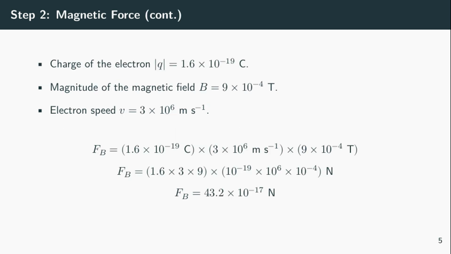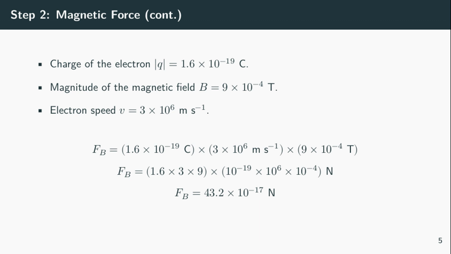Continuing with step 2 for the magnetic force. We are given the charge of the electron. Its absolute value |q| is 1.6 times 10 to the power of minus 19 coulombs. The magnitude of the magnetic field B is 9 times 10 to the power of minus 4 Tesla. And we just calculated the electron speed v as 3 times 10 to the power of 6 meters per second. Plugging these values into the magnitude formula, Fb equals 1.6 times 10 to the power of minus 19 multiplied by 3 times 10 to the power of 6 multiplied by 9 times 10 to the power of minus 4 newtons.